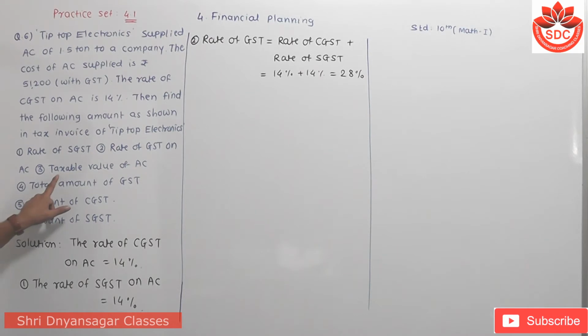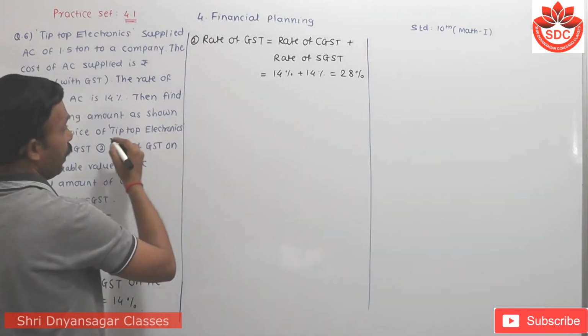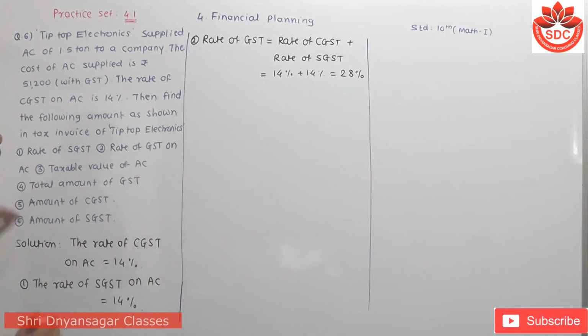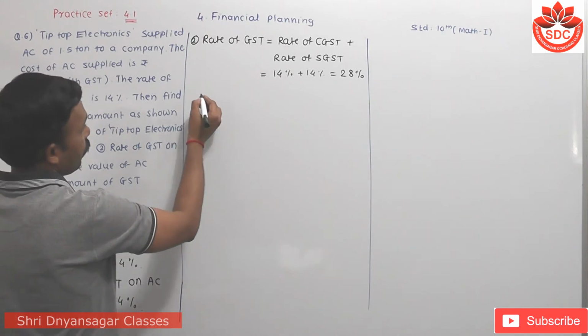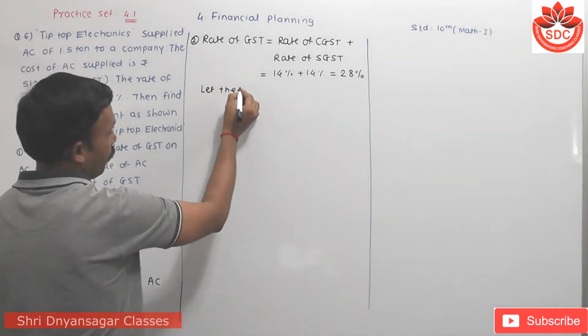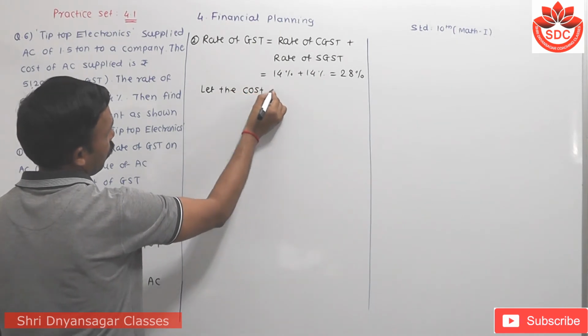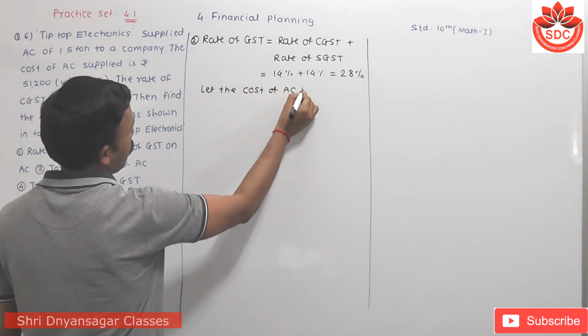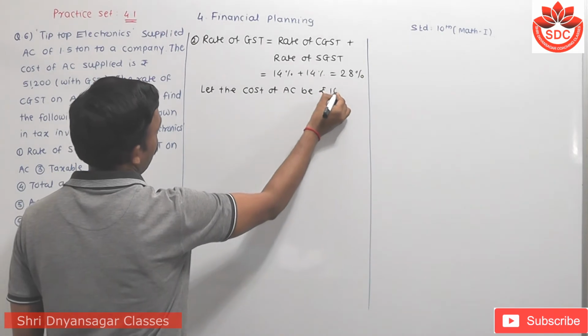Then we have to find the taxable value of AC. For this, we write here: let the cost of AC be rupees 100 here.